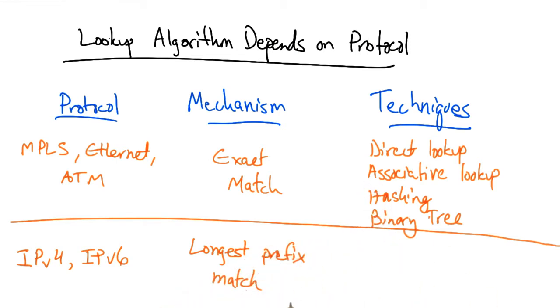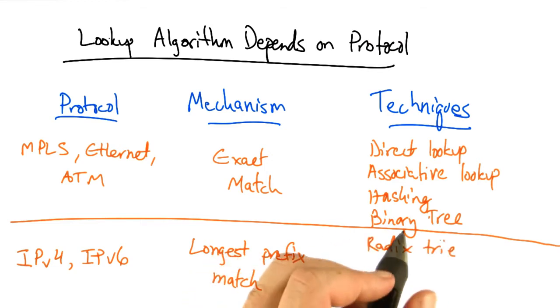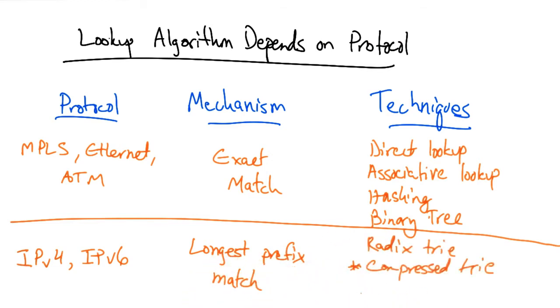We've already looked at longest prefix match a little bit in some lessons, and in this lesson we'll look at it in a bit more detail as well as how it's implemented. It might be implemented as a radix trie, a compressed trie, which is something that we will look at in this lesson, and it can also be implemented as a binary search on prefix intervals.